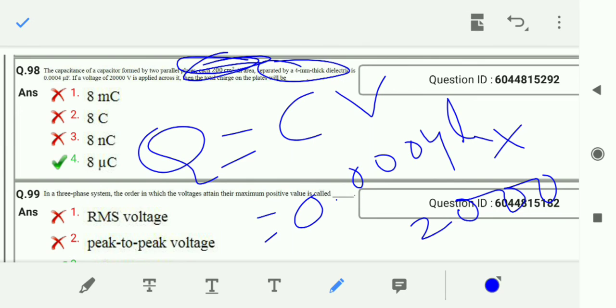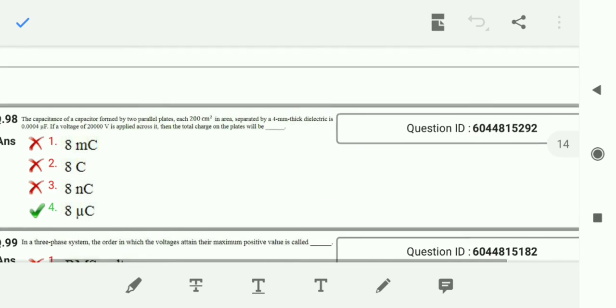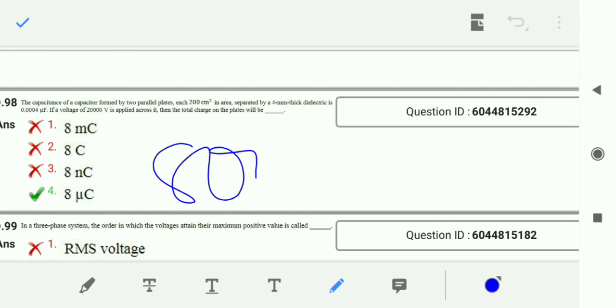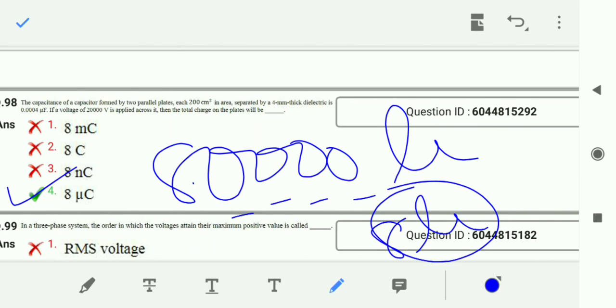And after how many points? 1, 2, 3, 4. After 4 points we have to place the dot. So 4 into 20,000 is 80,000, that is 80,000 micro. After 4 points, 1, 2, 3, 4, I have to place the point here. That means 8 micro is your answer. 8 micro coulombs is your answer.